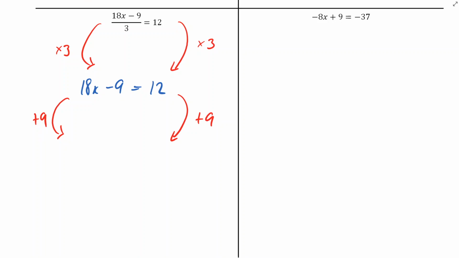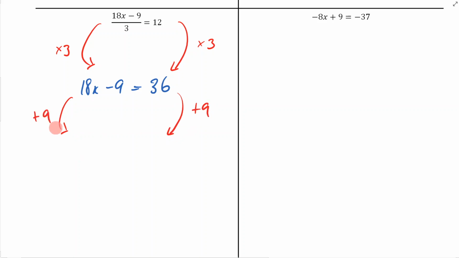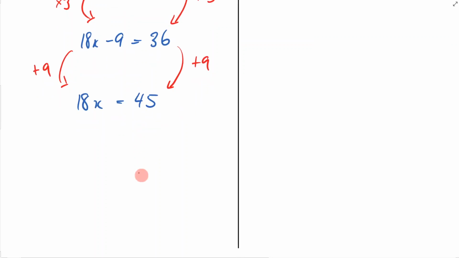Oh, whoopsie daisy, I made a little mistake here. Let's just come back a bit. What did I forget to do? I've got to times that. 12 times 3 is 36. My apologies. That's 36. Let's keep on going. Now, I'm going to plus 9 to both sides. So that's going to leave me with 18x on this side, and then 36 plus 9 is going to be equal to 45. And then I'm going to divide both sides by 18.